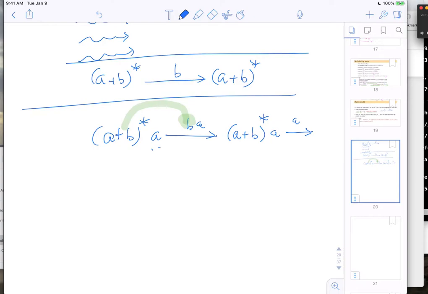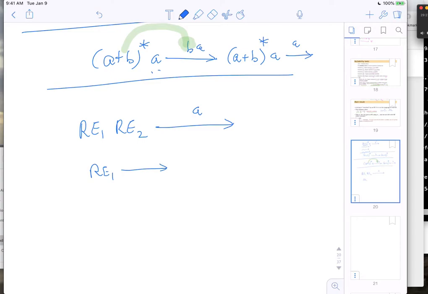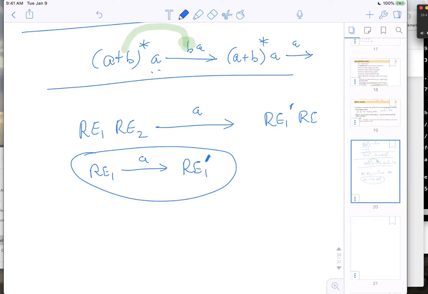So the general form is RE1 RE2 through A. That's the pattern that we want to solve. If you have a concatenation of two regular expressions and you want to derive A out of it, there are two ways in which you can do it. Let's give that a try. Suppose RE1 itself has a derivation through A to RE1 prime. That's one case. Then RE1 RE2 upon A has one option, which is RE1 prime RE2, meaning you have eaten an A from the head and haven't touched RE2 yet.